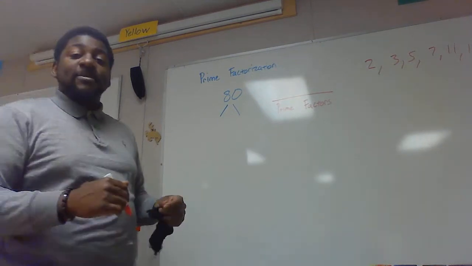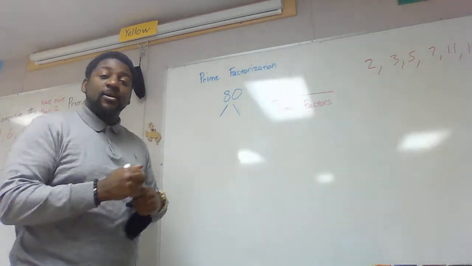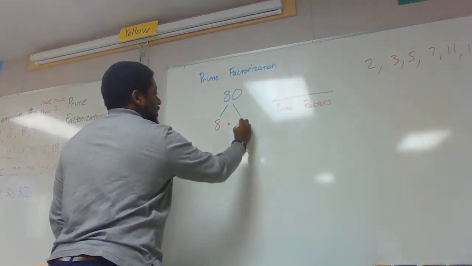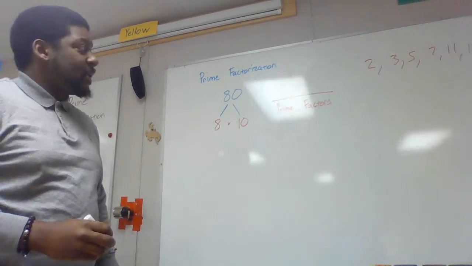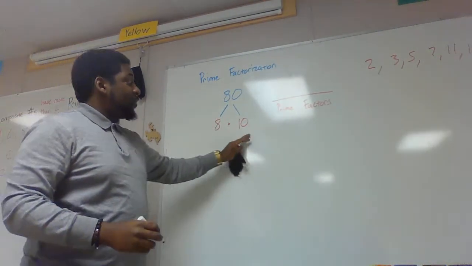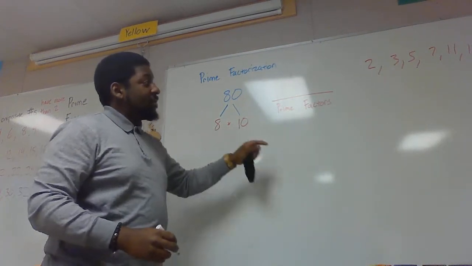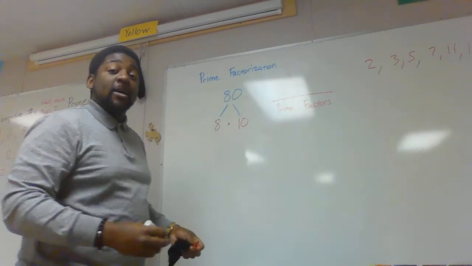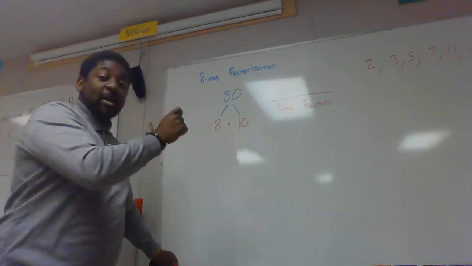I'm going to start with 8 times 10 because I like when my numbers are closer to each other because then it makes my math a little bit easier. So 8 times 10 makes 80. The only time you can stop on a prime factorization tree is when your numbers at the very bottom of each side are all prime numbers. When your numbers at the bottom are prime, you can circle them and stop moving. Or stop breaking it down, excuse me.